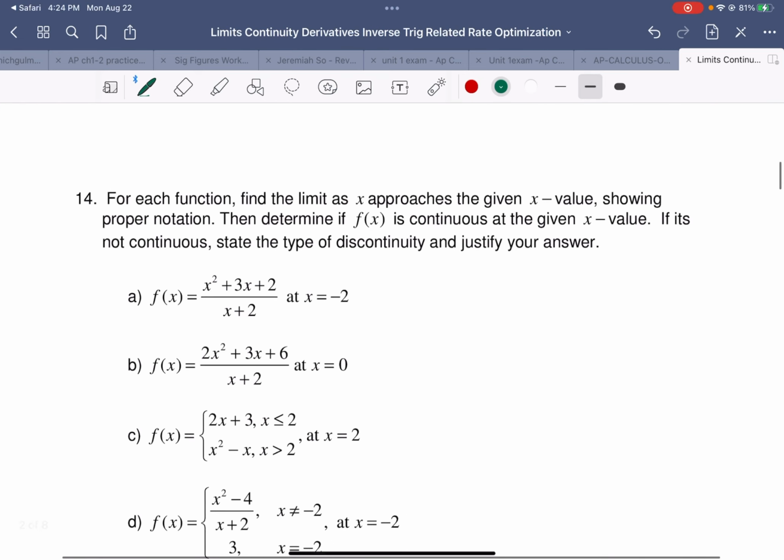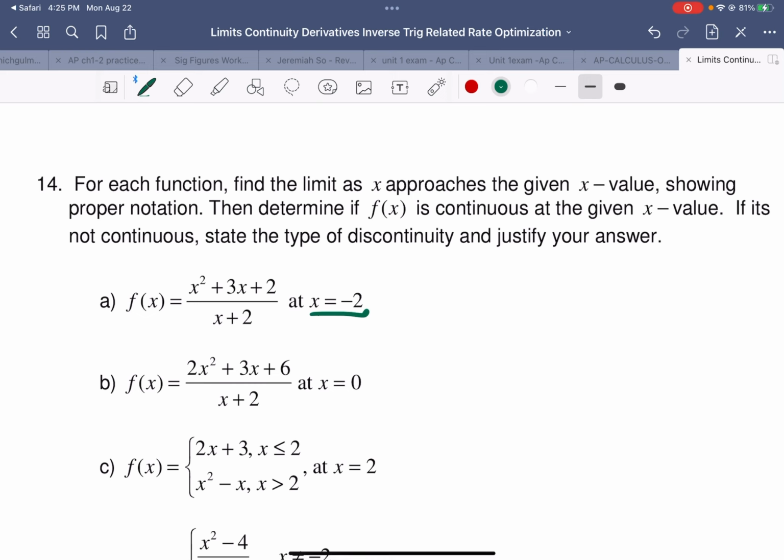Now let's move on. Number 14, for each function find the limit as x approaches the given x value, showing proper notation. Then determine if f of x is continuous at the given x value. If it's not continuous, then state the type of discontinuity. Is it removable or non-removable? Is it a hole or jump or infinite discontinuity? Okay, if it's a vertical asymptote, that's the infinite discontinuity, and justify your answer. Okay, let's do that then.